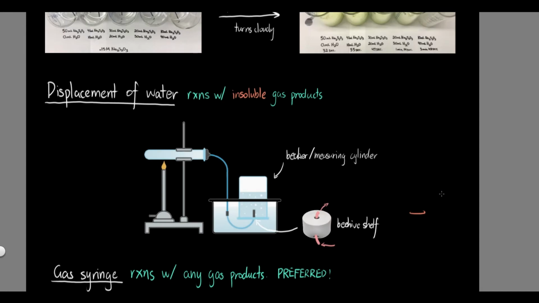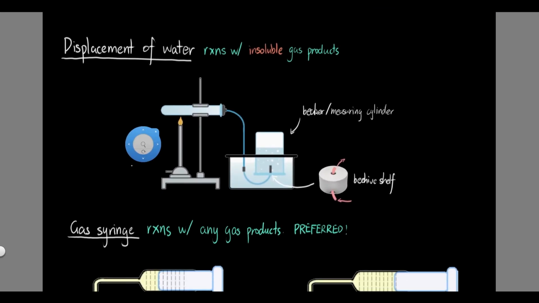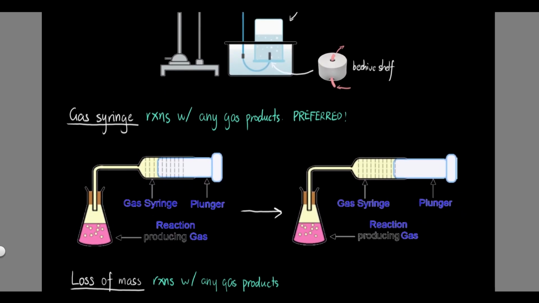This is our displacement of water method, so it works with any reactions with insoluble gas products. And it's rather accurate, because if you use a measuring cylinder, you would get exactly how much gas has been produced. But yeah, we're going to talk about a more accurate method, which is a gas syringe. So it would work with any gas products, so that's good. You can do carbon dioxide with it even, and it is very preferred because a gas syringe is usually very accurate, and you wouldn't need to worry about some gases that are slightly soluble, which makes things more complicated.